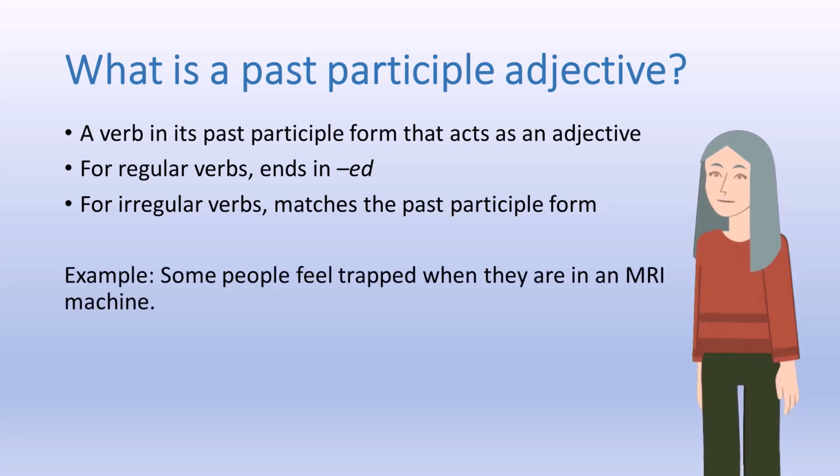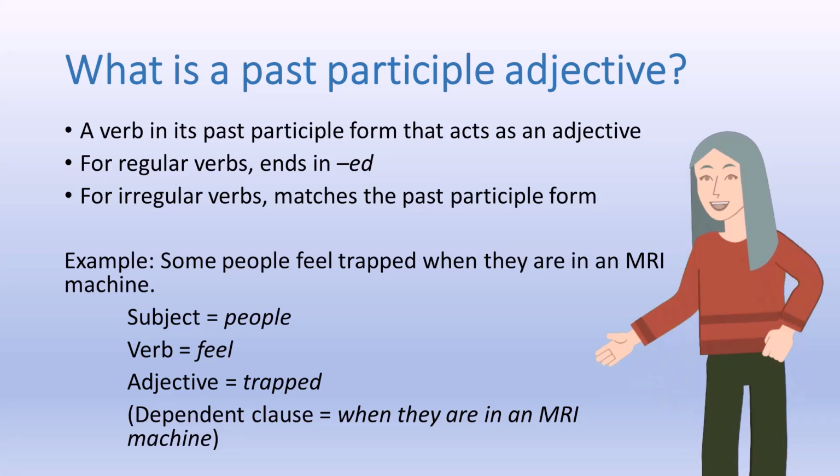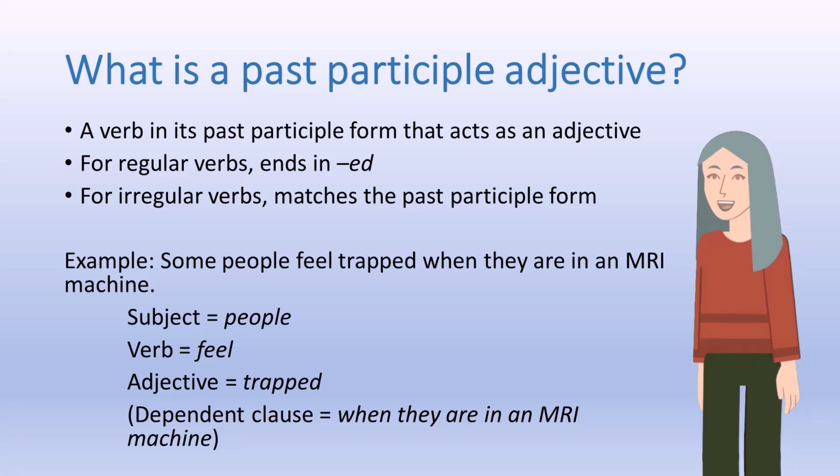Let's look at an example. Some people feel trapped when they are in an MRI machine. If you've ever been in an MRI machine for a diagnostic test, you might relate to this. In this example, people is the subject, feel is the verb, but trapped is the adjective. Even though to trap is a verb, in this sentence, it's acting as an adjective describing how some people feel. If we explore the rest of this sentence, we see it also includes a dependent clause that tells us when they feel trapped, when they are in an MRI machine.